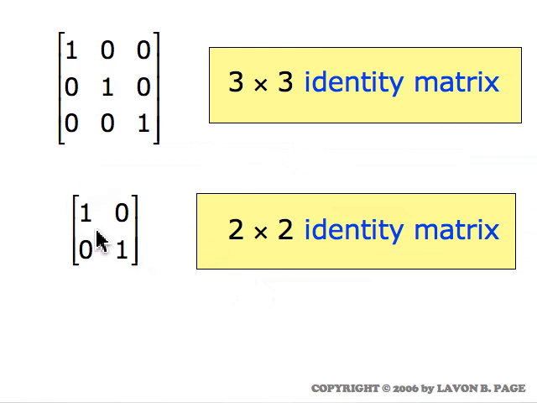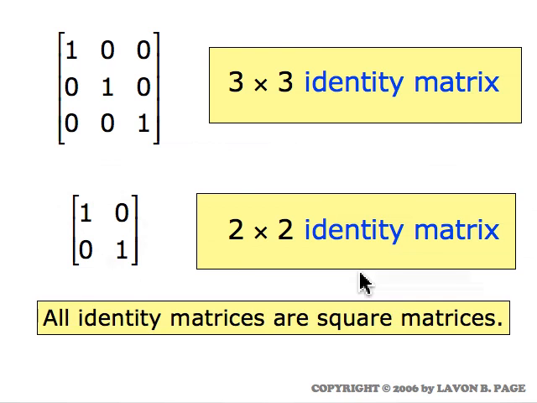The 2 by 2 matrix with 1s on that main diagonal and zeros elsewhere is called the 2 by 2 identity matrix. So you can have an identity matrix of any square size, square meaning the number of rows has to be the same as the number of columns. All identity matrices are square matrices.